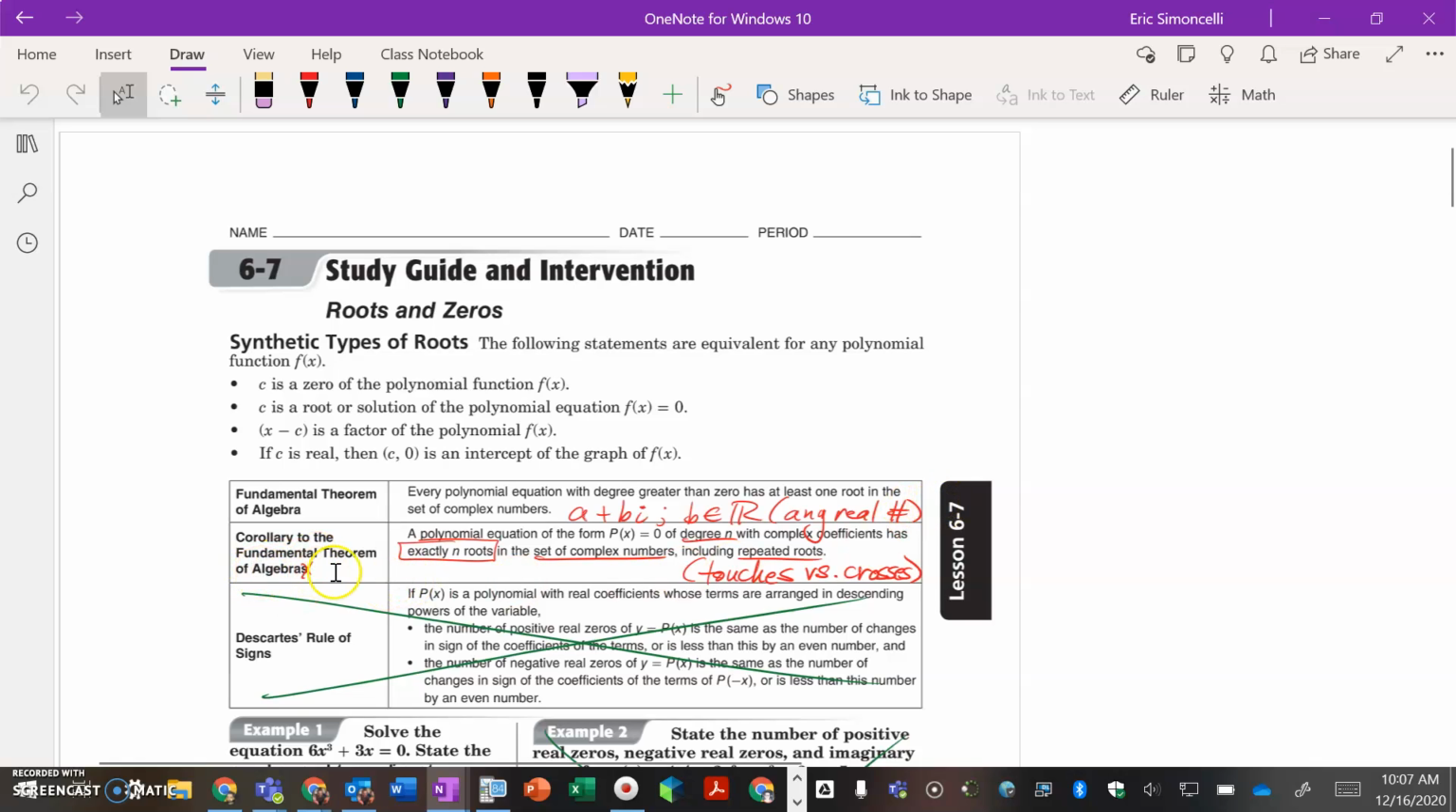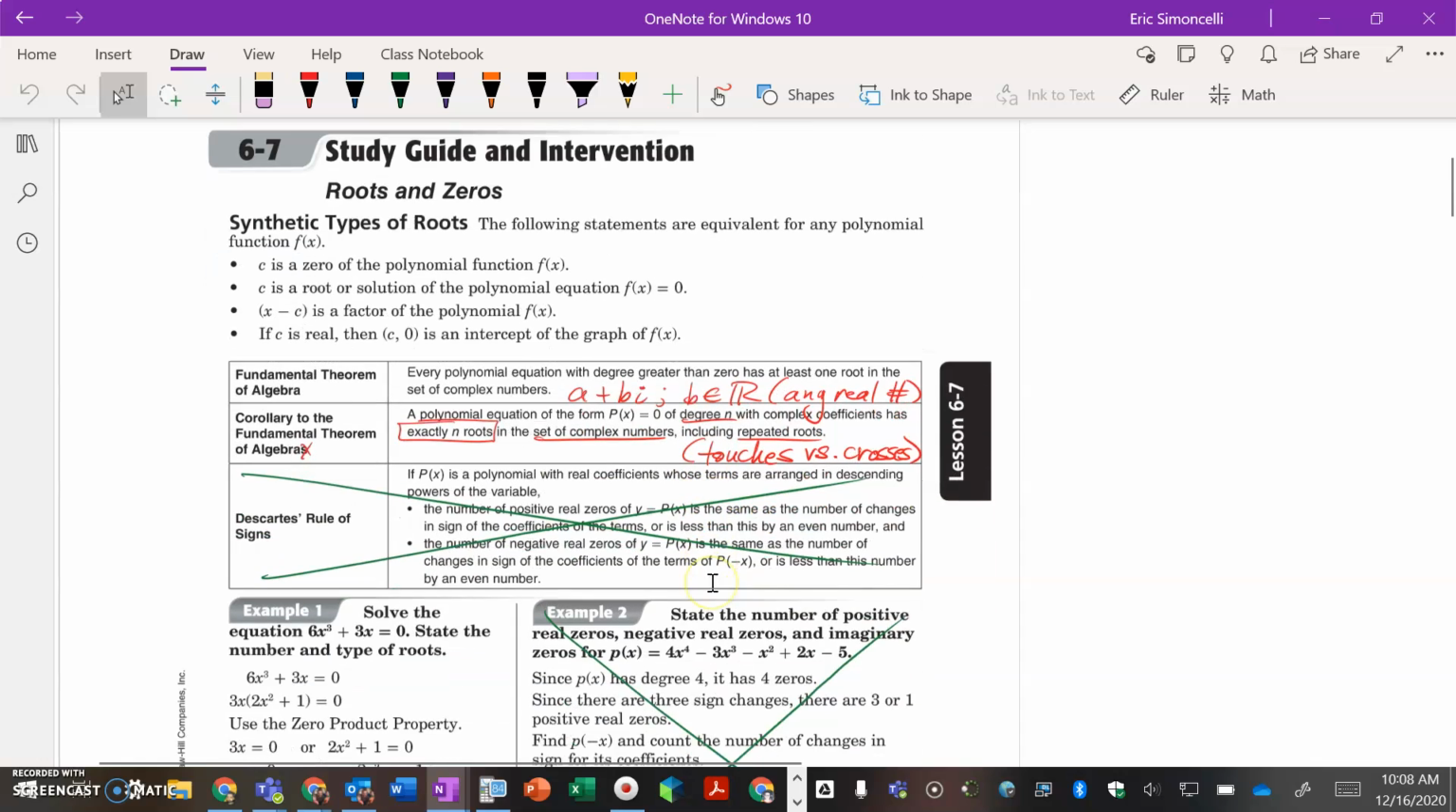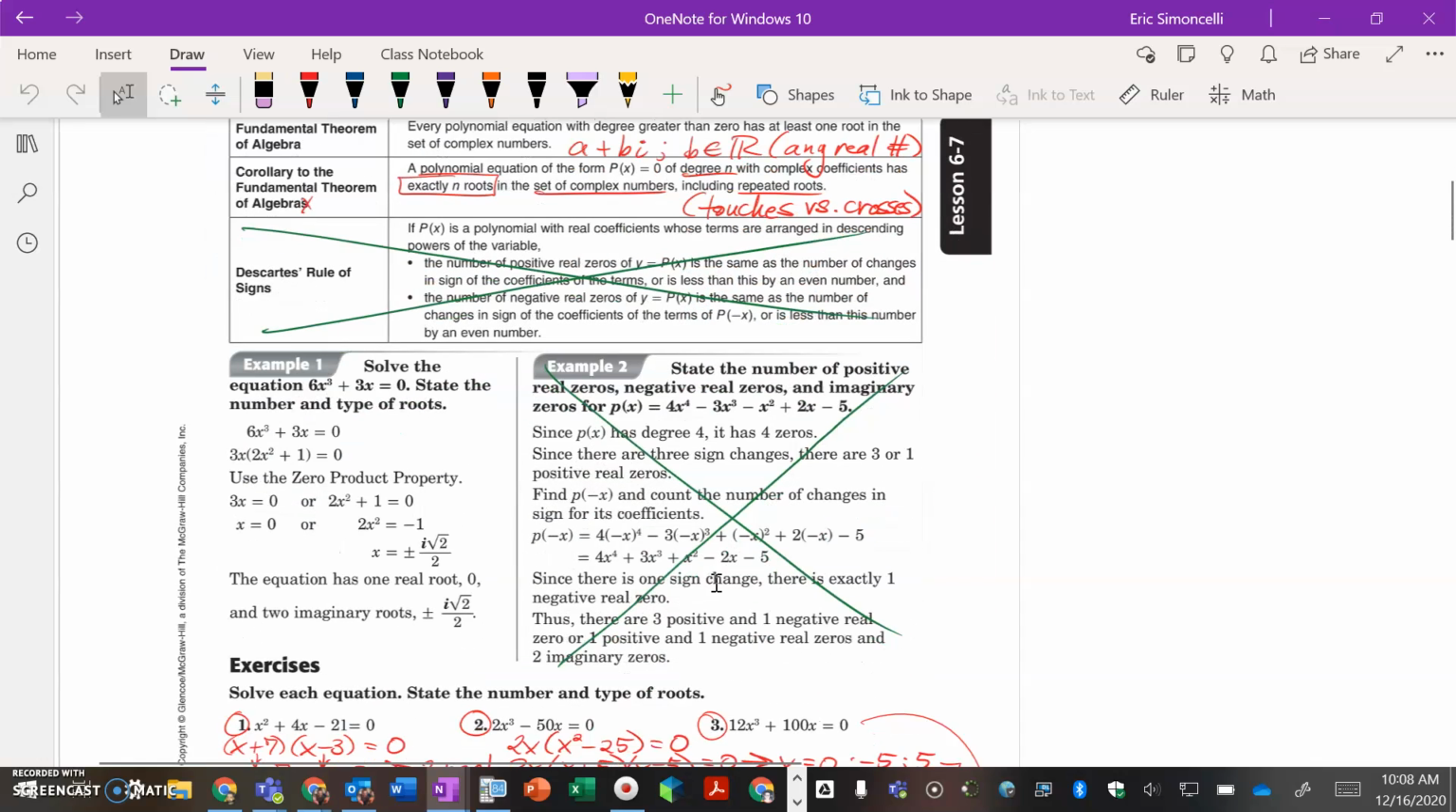A corollary to the fundamental theorem of algebra is that a polynomial equation of the form p of x equals 0 of degree n with complex coefficients has exactly n roots in the set of, again, complex numbers, including repeated roots. We've talked about repeated roots as a graph that touches the x-axis versus crossing the x-axis. So repeated roots bounce or touch, as we described earlier. We are not going to deal with Descartes' rule of signs, so we won't see those examples at all.